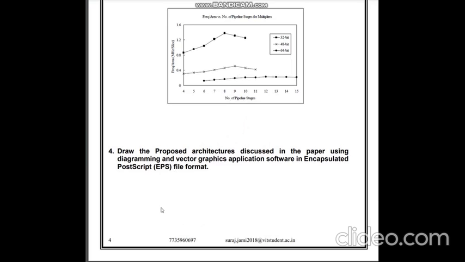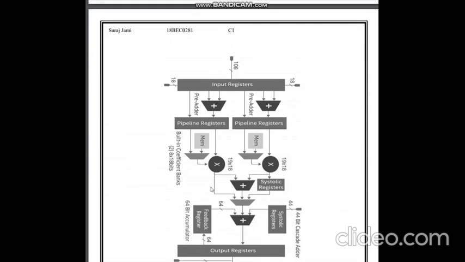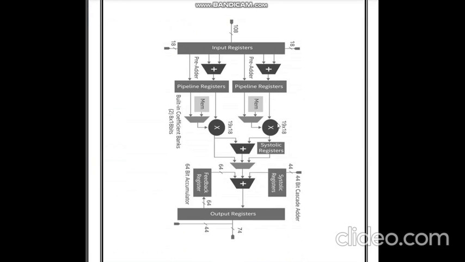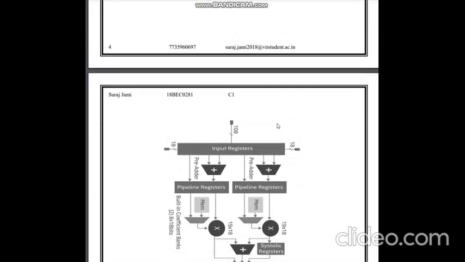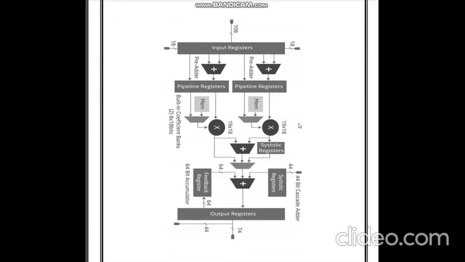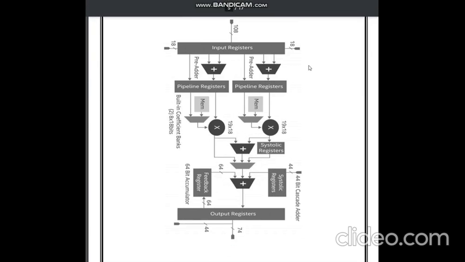Draw the proposed architectures discussed in the paper using diagramming and vector graphics application software in EPS file format. Here we have input registers, then pre-adder, pipeline registers, memory, systolic registers, feedback registers, and output registers. These blocks all together constitute the proposed architecture discussed in the paper.